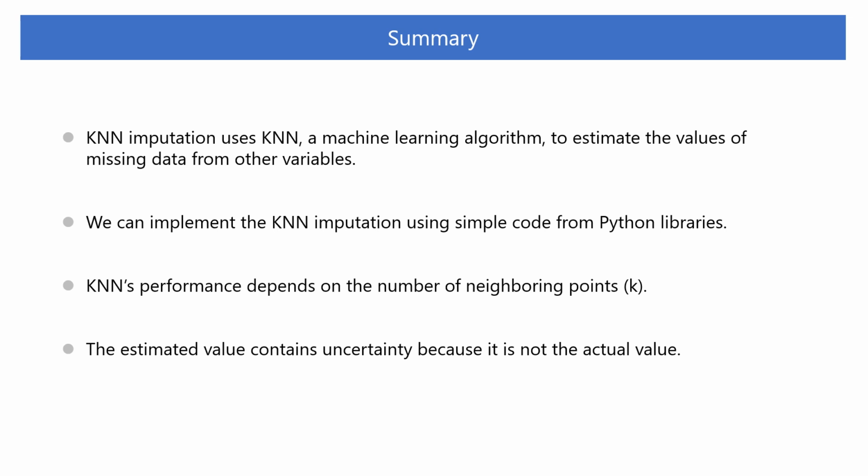KNN imputation uses KNN, a machine learning algorithm, to estimate the value of missing data from other variables. By using machine learning to estimate the values, it is possible to estimate imputed values that are closer to the actual values than mean or median imputation, when other variables influence the variable containing the missing data. Using KNN imputation and imputed data can ultimately improve the prediction model's performance. Besides, we can implement KNN imputation using simple code from Python libraries.